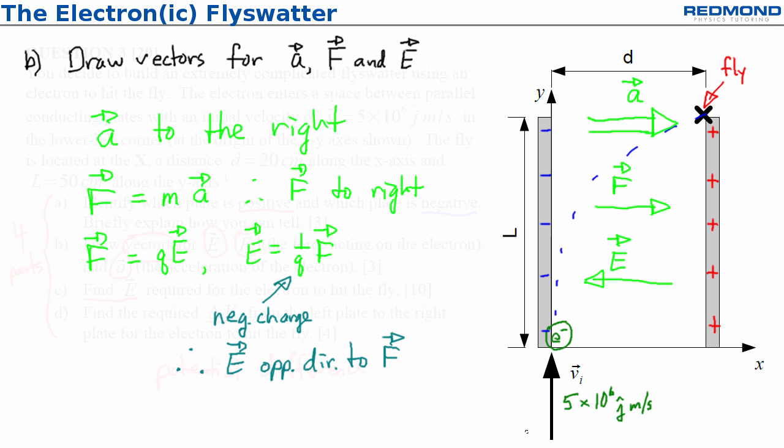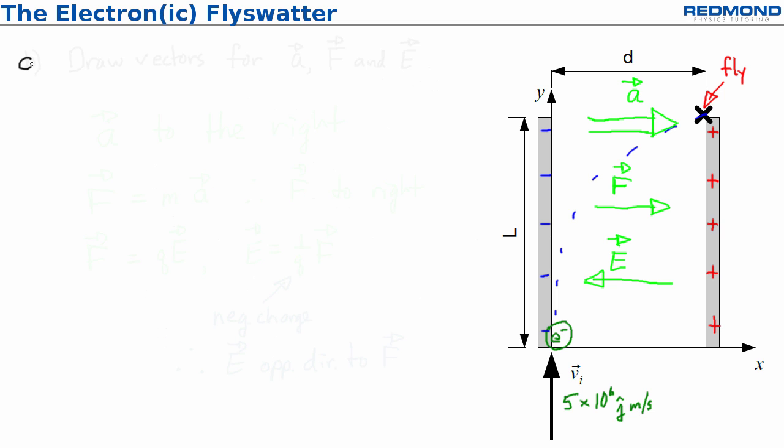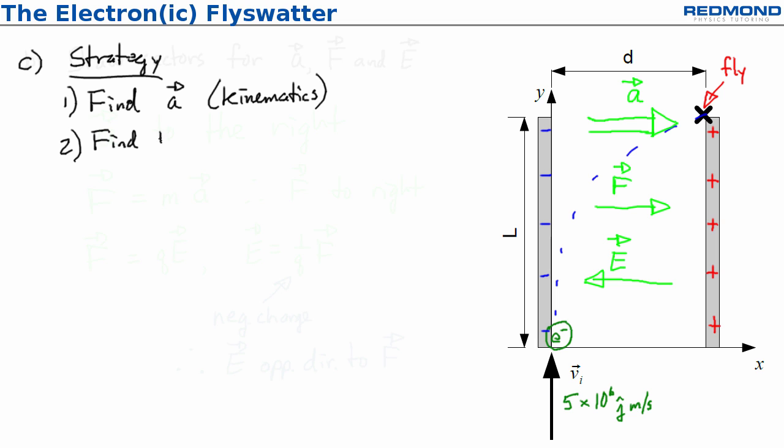I highly recommend that you quickly draw these directions for acceleration, force, and electric field on your own test problems. It very quickly helps you get the right answer and shows that you know what you're doing. In Part C, there's some math. The strategy is to first find the acceleration using kinematics, second find the force using F equals ma, and third find the electric field using E is equal to 1 over Q times F.